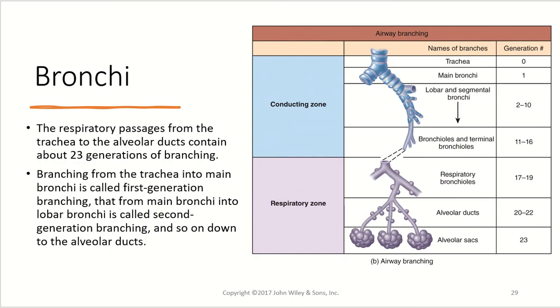So the respiratory pathway from the trachea to the alveolar ducts is going to contain about 23 generations of branching. That's a lot. It's a lot of branching, and you can see how that looks in these little images here. So branching from the trachea into the main bronchi is going to be called first generation branching, and then from the main bronchi into the lobes, that's our second generation branching, and then so on and so forth, all the way down to our alveolar ducts.